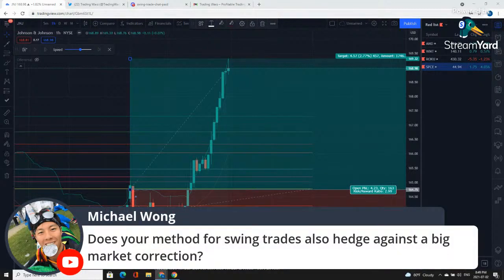Does your method for swing trades also hedge against a big market correction? So I always have at least 2 or 3 short positions on. Right now I shorted, I think, IBM. There's always a few that I have short just to give me some comfort in case the market does go down. At least I know I have some shorts on.